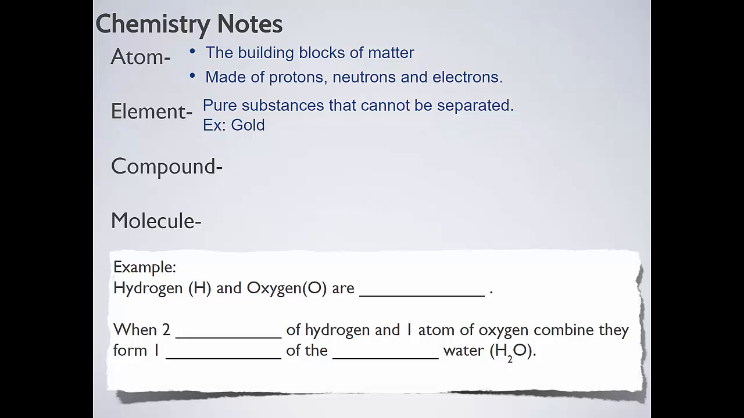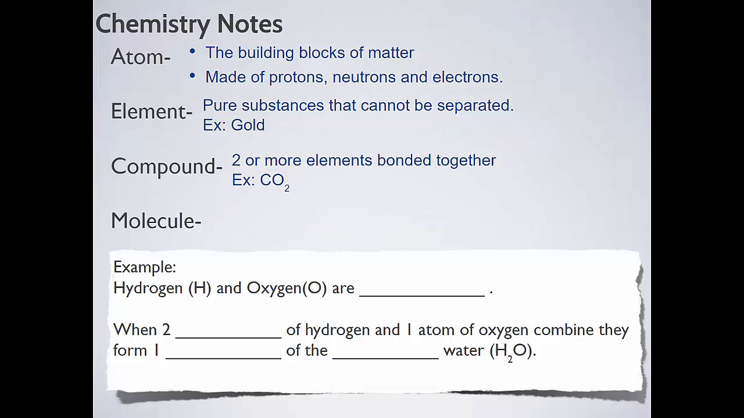All right, so these terms we haven't talked about. What is a compound? If we have a combination of two or more elements bonded together, we can form a compound. Carbon dioxide is a compound. What's it made of? Carbon and oxygen.